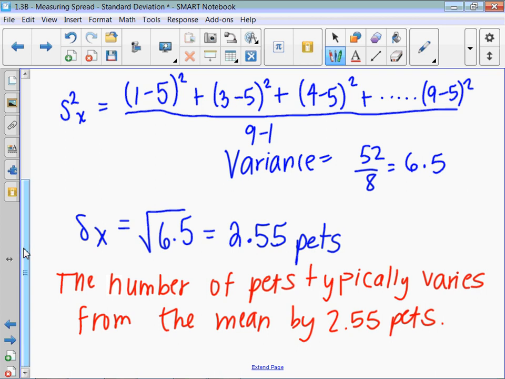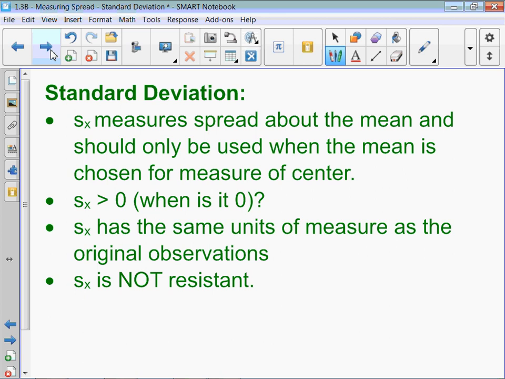All right, some important facts to write down about standard deviation. So you should write these down. S of x measures spread about the mean and should only be used when mean is chosen for the measure of center. So write this down. You need to always do mean with standard deviation.